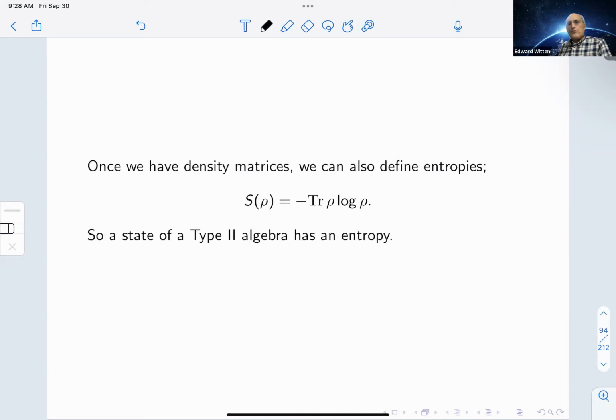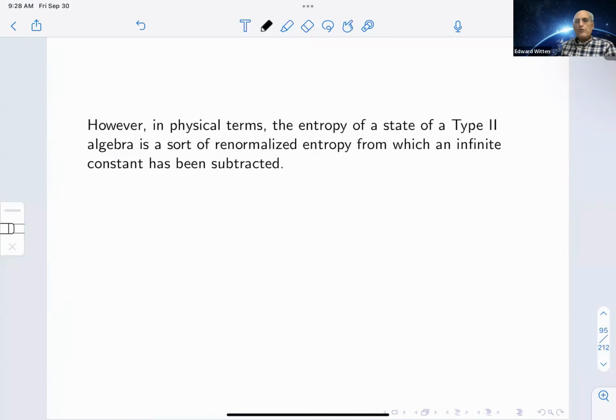Once we have density matrices, we also have entropies. We define entropies in the usual way, as minus the trace of rho log rho. So a state of a type 2 algebra has an entropy. However, I should warn you that in physical terms, the entropy of a state of a type 2 algebra is a sort of renormalized entropy from which an infinite constant was subtracted. So we constructed our type 2 algebra in the example I gave from a system with an infinite amount of entanglement. So in that construction, there was a maximally entangled state that we actually started with in making the definitions. So physically, it has an infinite entropy, but when we define the entropy of the type 2 algebra, we subtract that infinity and we measure all entropies relative to that one.